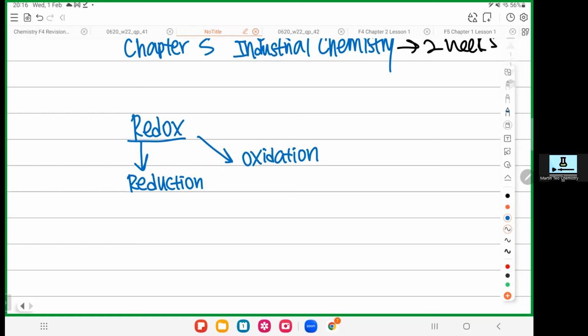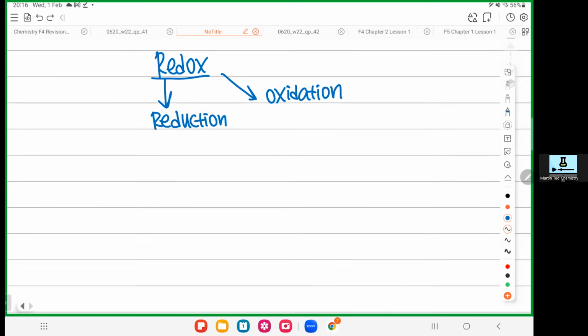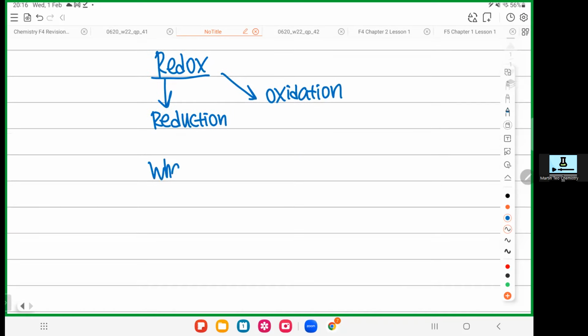You will be bombarded with these 2 words for the next 4 months. In the next 4 months, I'll keep talking about these 2 words until you want to vomit. Reduction and oxidation. So what do we mean by redox? Sometimes SPM can ask you a simple question: what is redox? And they give you 1 mark in SPM.